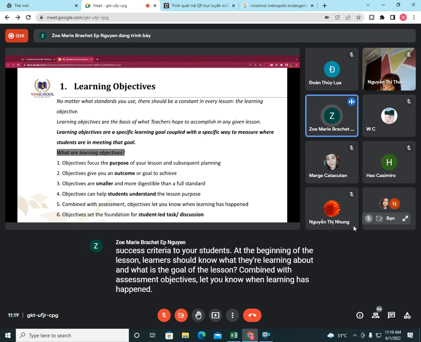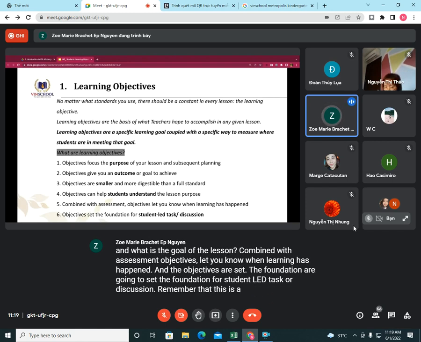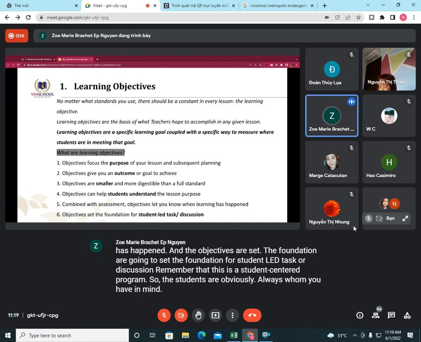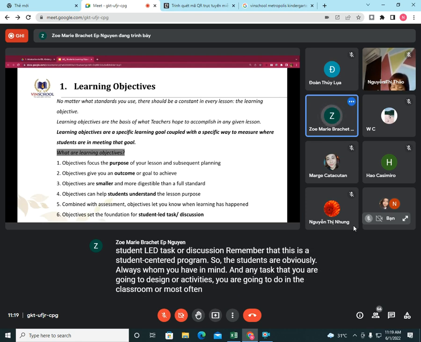And the objectives are going to set the foundation for a student-led task or discussion. Remember that this is a student-centered program. So the students are obviously whom you have in mind, and any task that you are going to design or activities you are going to do in the classroom are most often student-led tasks and discussion.